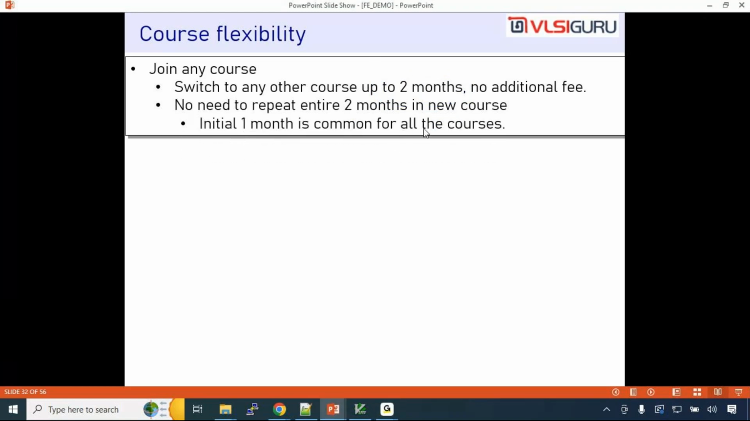The initial 1 month is common for all the courses. So you don't have to start from the very beginning. After 1 month, you can rejoin another batch. So this flexibility is there. If you ask me, can I join after 3 months? It is possible, but there will be some additional cost, because 3 months is a lot of time, right? So for 1 month, we charge additionally.